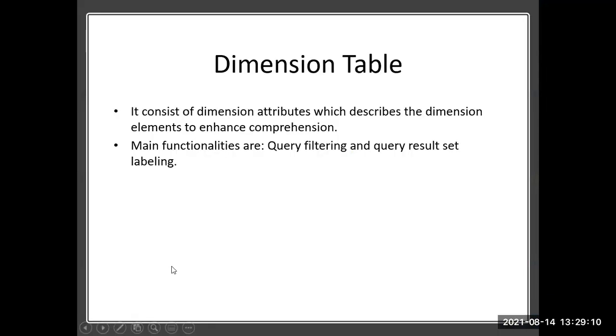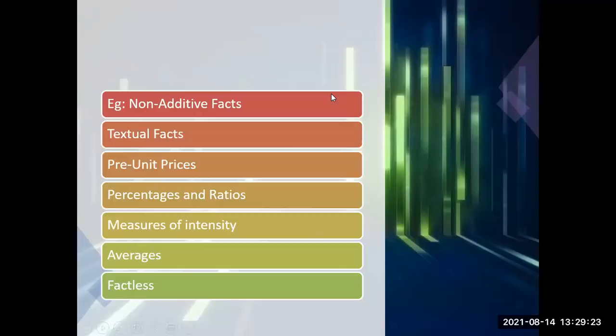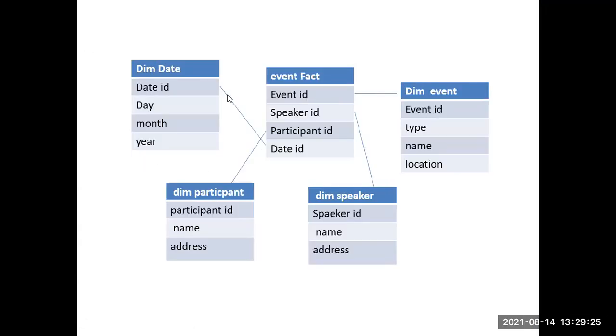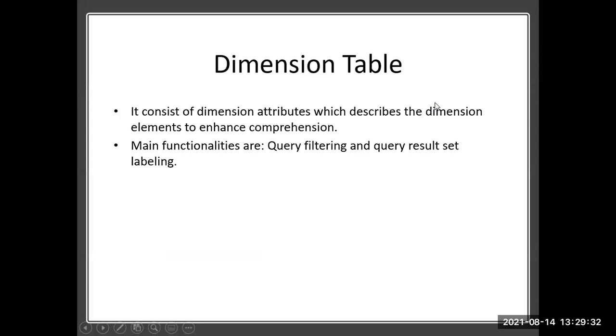Today we have to start with the dimension table. It consists of dimension attributes which describe the dimension elements to enhance comprehension. The main functionalities for the dimension table are what you have seen for the respective tables: dimension table date, dimension table participant, dimension table speaker, and dimension table event. What are the advantages or functions here?